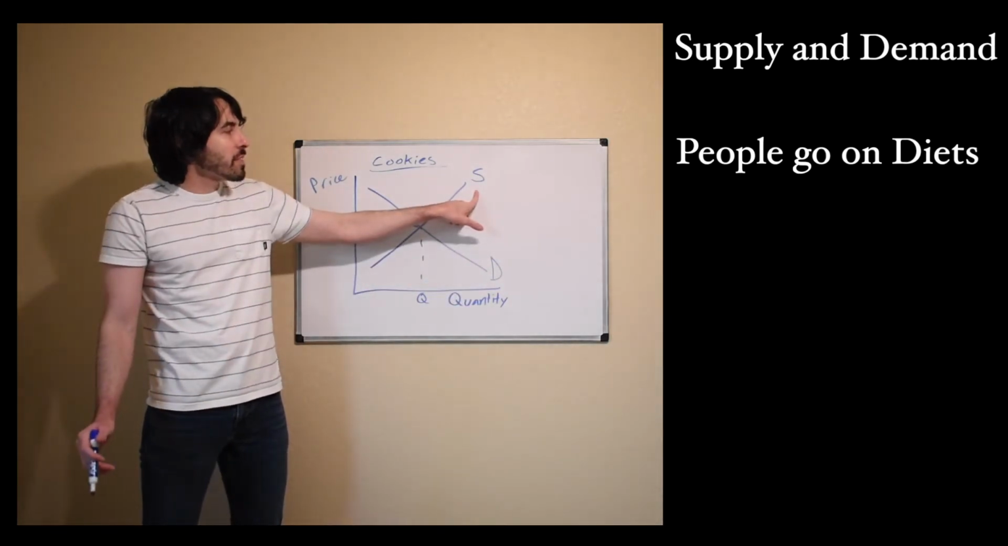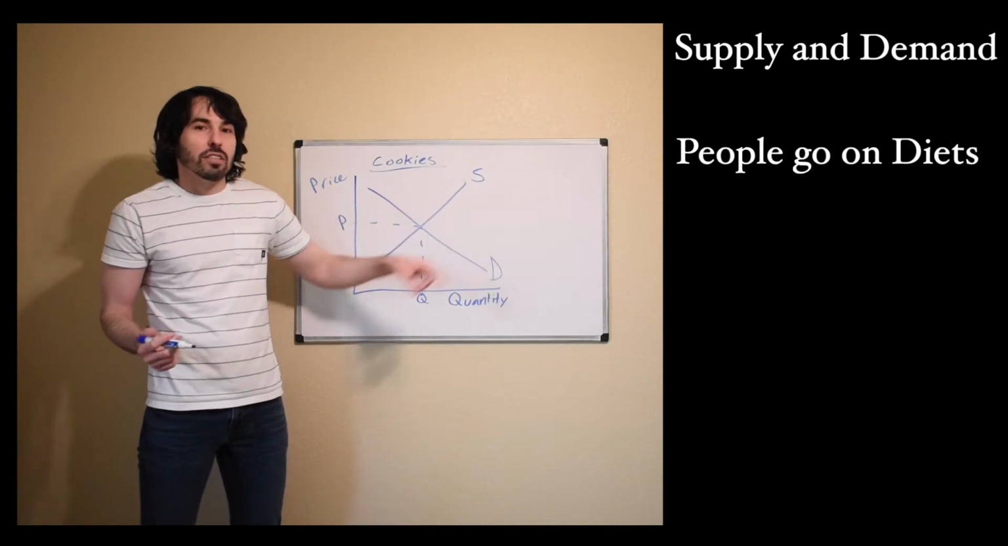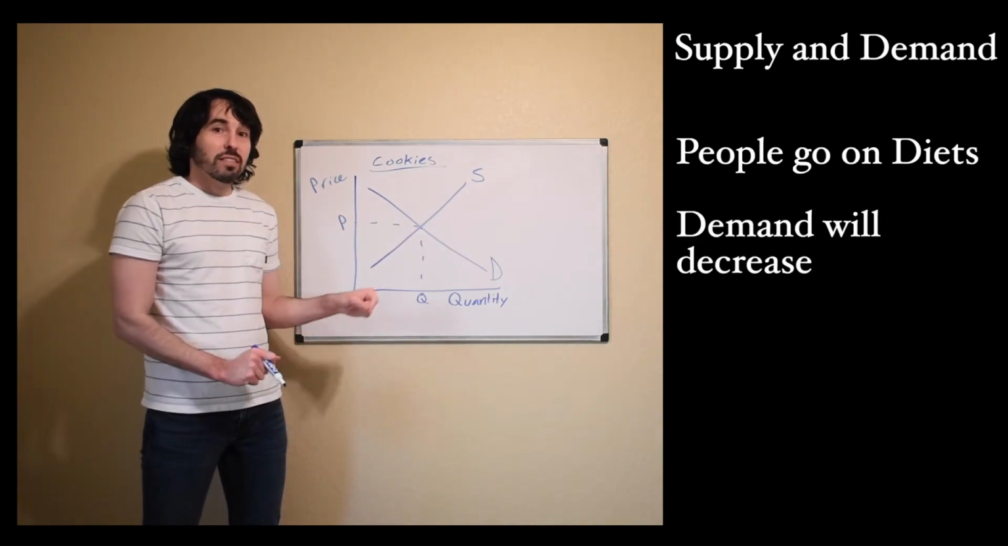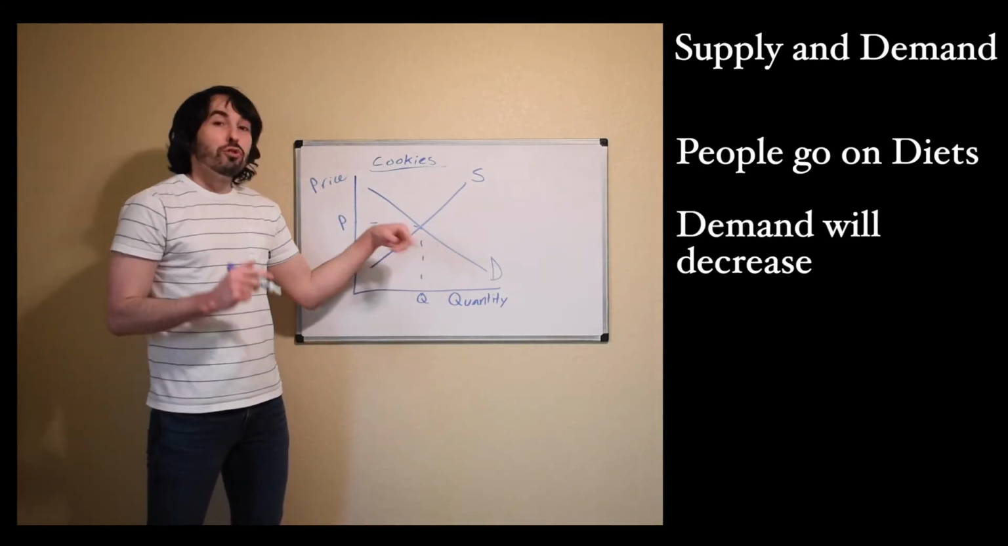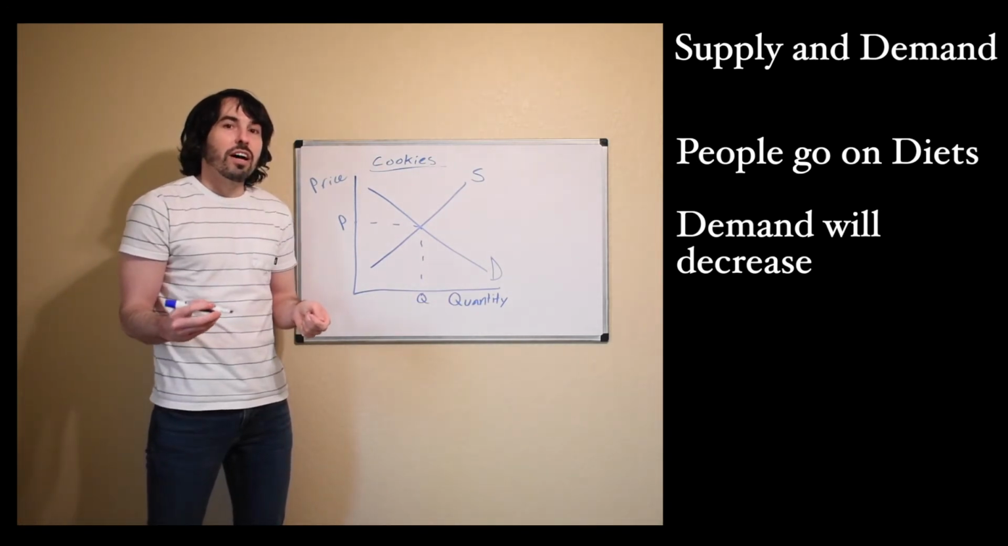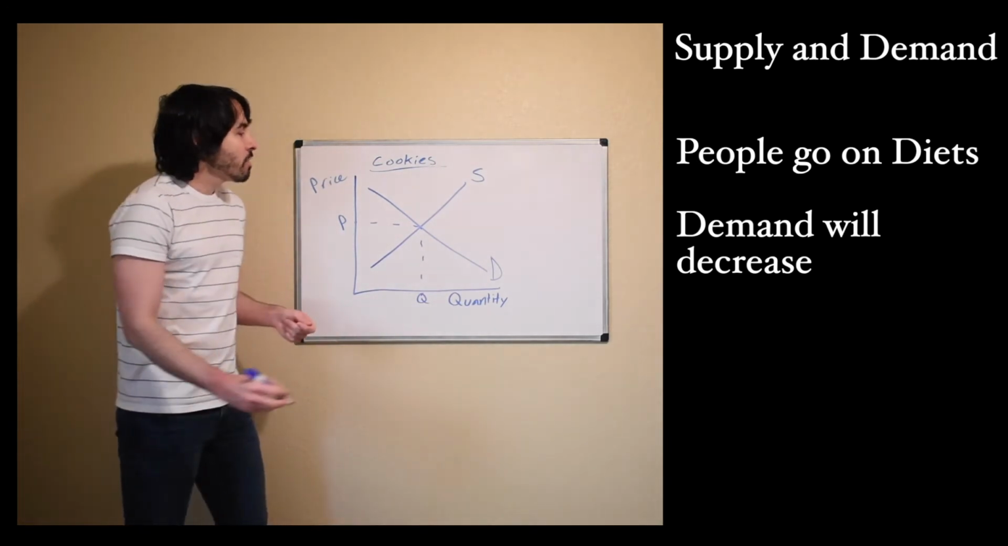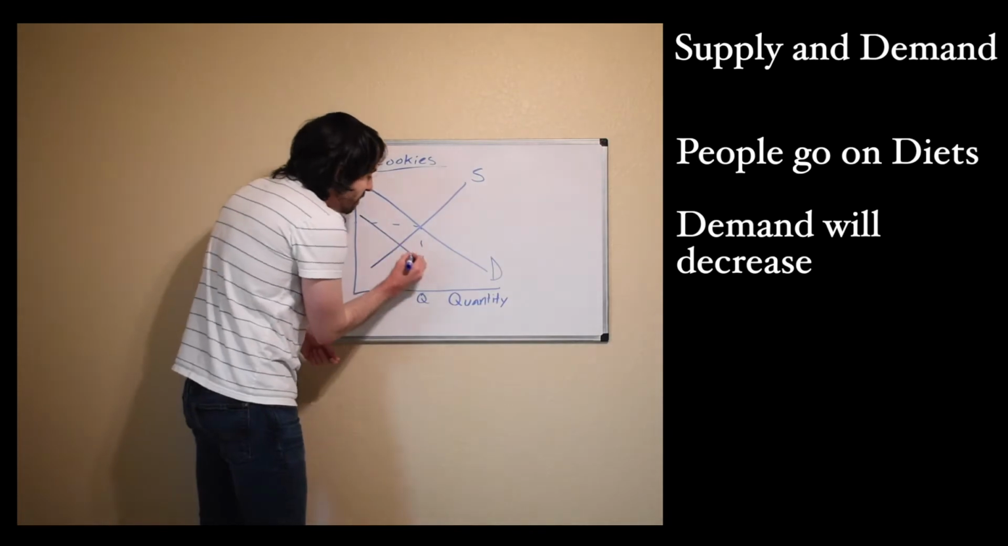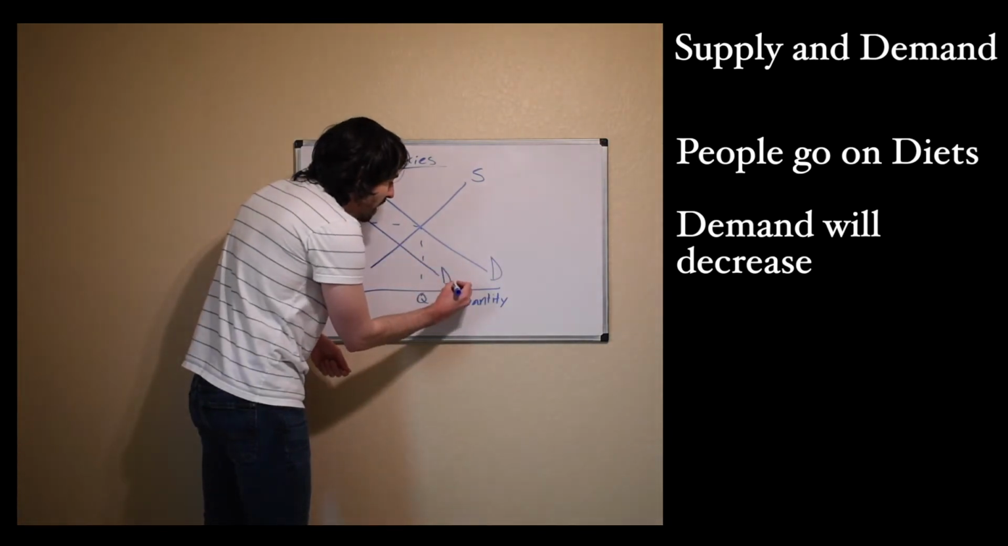Or is this going to be something that makes it harder or easier to make cookies? This is going to be something that causes people to want to purchase fewer cookies. That'll lead to a decrease in the demand, which will be a shift to the left. So the demand for cookies will shift to the left.